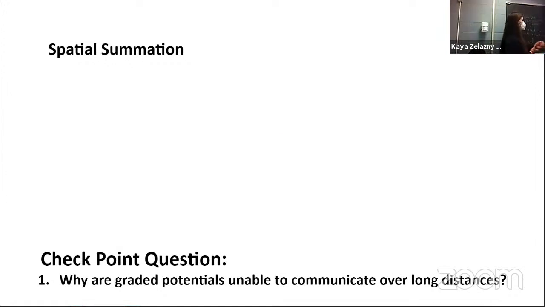Overall, as we're thinking about the properties of a graded potential, why do you think they can't communicate really far away? Like, why can't you get a graded potential going all the way to the end of the axon, to the axon terminal? Exactly. As we move farther away, these graded potentials are decremental. So they decay too quickly, they dissipate, they fade as they get really far away. And that's why we need the action potential.